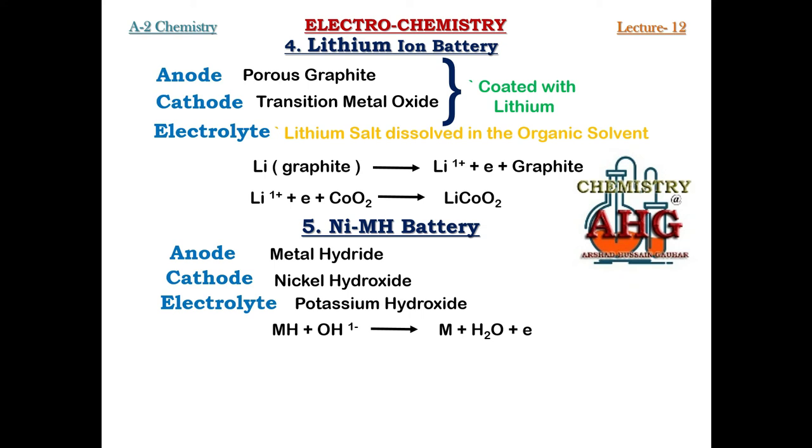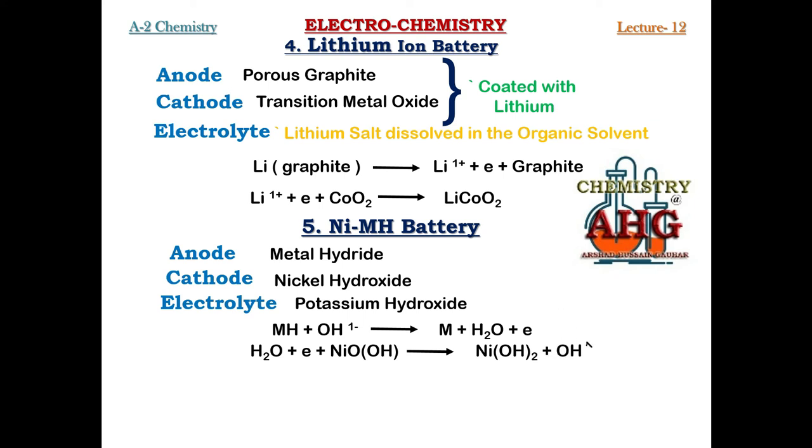Hydrogen will be oxidized to produce hydrogen ion, and that hydrogen ion reacts with OH ion to produce water. The metal remains intact and an electron is lost. This electron, through the external circuit, reaches the cathode where reduction takes place. Reduction of nickel will take place.